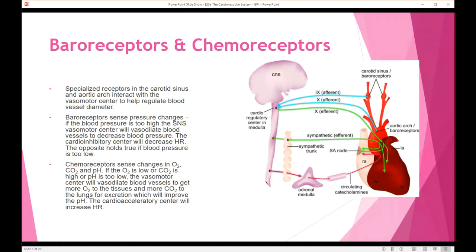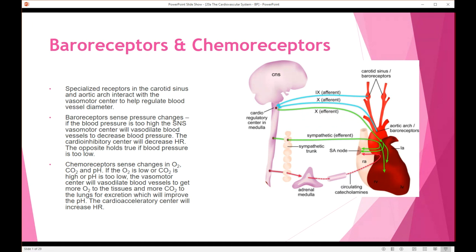So if the blood pressure is too high, then the sympathetic nervous system vasomotor center is going to vasodilate those blood vessels, and that's going to, because it's decreased resistance, it will then decrease blood pressure, right? Because blood pressure equals cardiac output times resistance, okay? The opposite will hold true if our blood pressure is too low. We will vasoconstrict so that we can increase resistance and therefore increase our blood pressure.